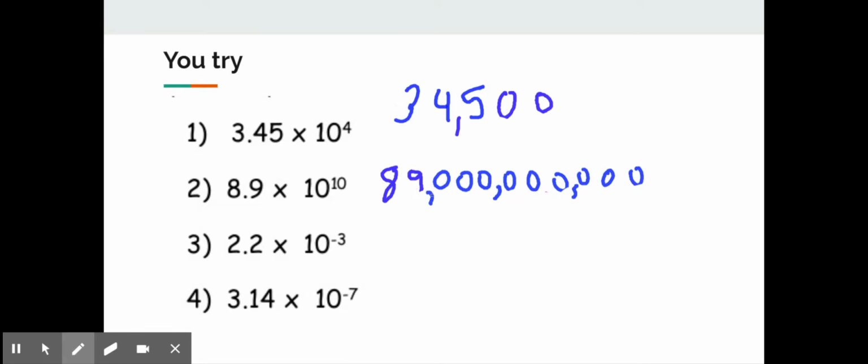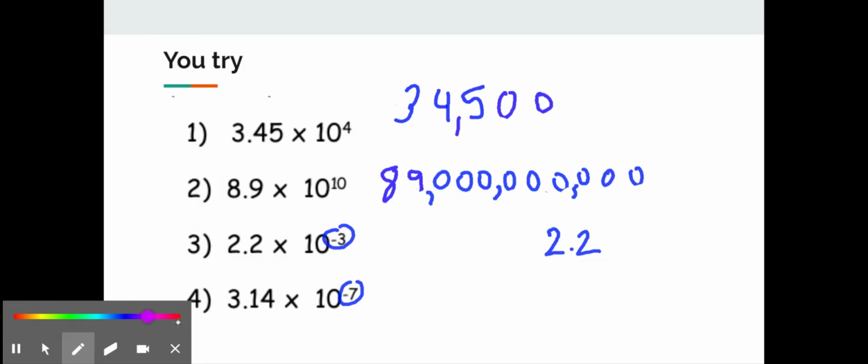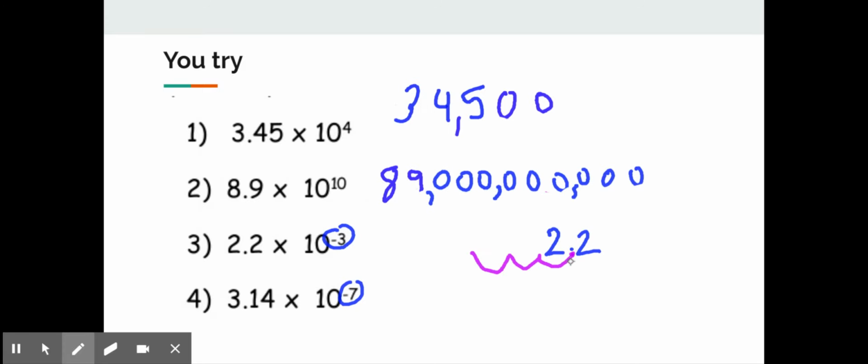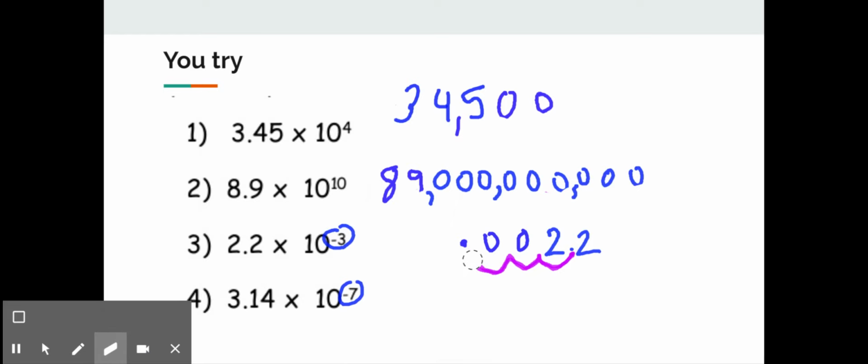So now we're in our thousands, millions, billions, 89 billion. Okay, the difference between 3 and 4 is we now have negative exponents, which means we're going to move our decimal to the left. So this number is going to be super small. So I'm actually going to write 2.2 over here. And I have to the negative 3 power. So that means I'm going to move it to the left 3 times. So I already counted 1, 2, 3. And put those 0 placeholders and put a new decimal. So this is 0.0022. Clean it up a little bit.